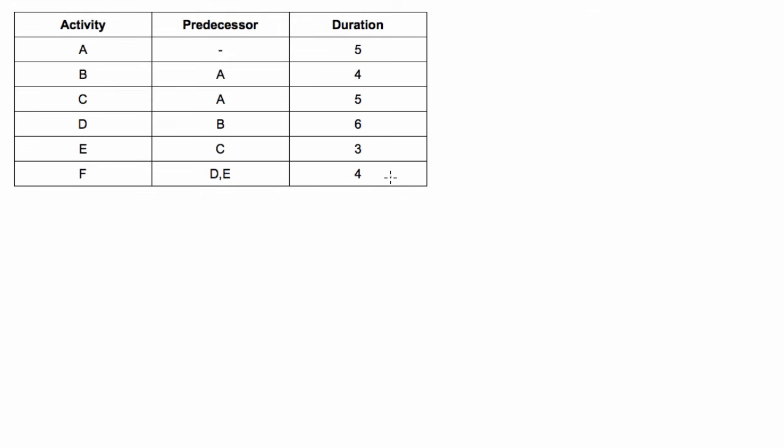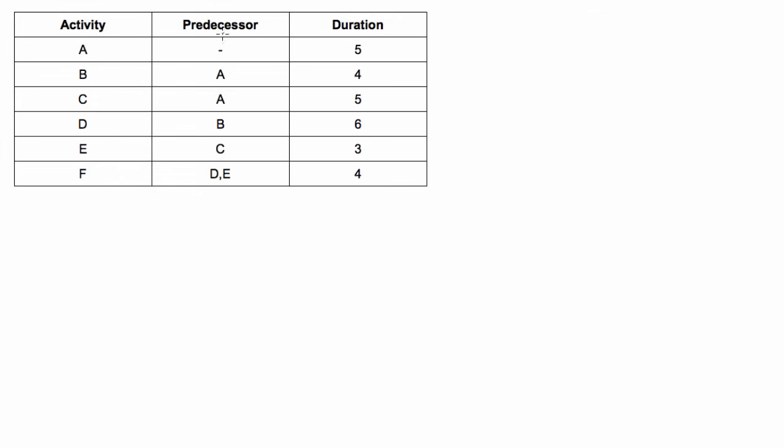In this video, I'm going to show you how to draw your first PDM network diagram for a project. We already know how to draw Gantt charts from the last couple of videos, but the PDM network diagram is basically just a flow chart that represents the project, showing which activities lead into the other activities. So we have this project here, it has six activities.